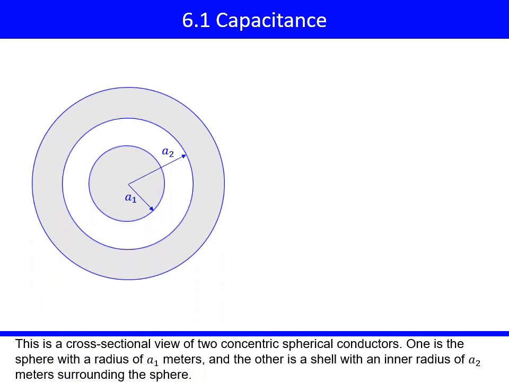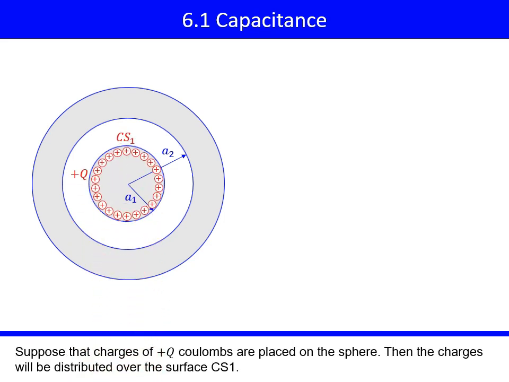This is a cross-sectional view of two concentric spherical conductors. One is the sphere with a radius of a1 meters, and the other is a shell with an inner radius of a2 meters surrounding the sphere. Suppose that charges of positive q coulombs are placed on the sphere.